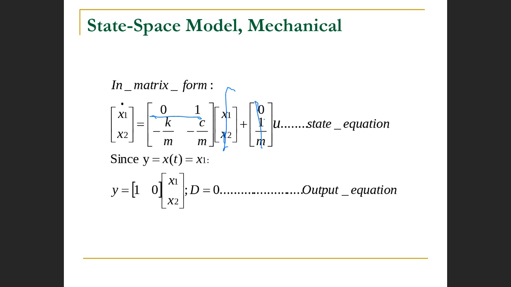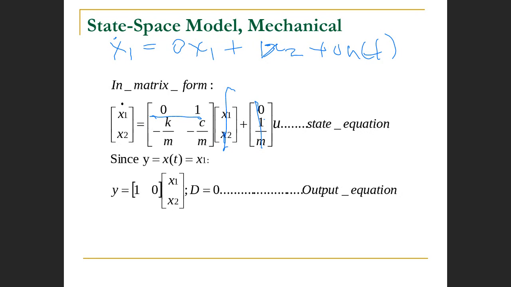Let's do the first one. x1 dot, we're expanding here. x1 dot is equal to 0 x1 plus 1 x2 plus 0 u of t. I'm just putting 1 so that you can see what I'm talking about.